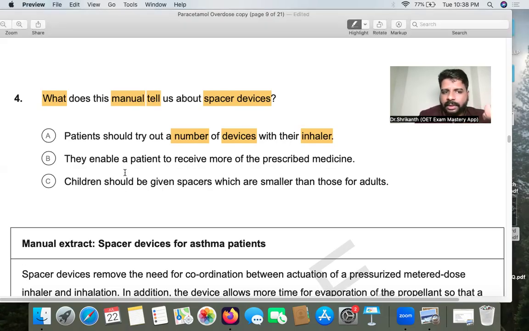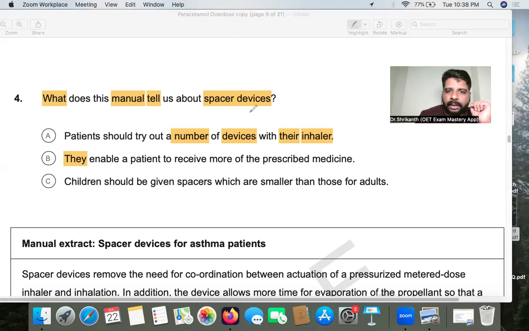Let's do the keyword analysis. They enable a patient to receive more of the prescribed medication. Now, what does the word they refer to? Here the word there was referring to the word patients. In this case, what is the word they referring to? If you want, you can type the answer in the chat box. I'll give you 5 seconds. What is they referring to?